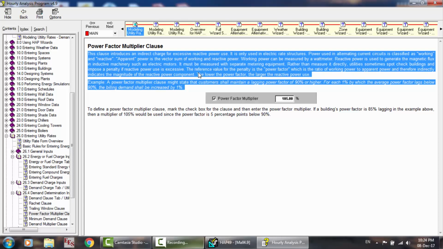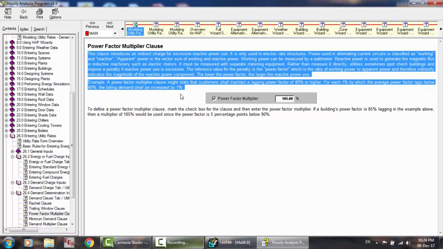So the reference value for the penalty is the power factor, which is the ratio of working power to apparent power, and therefore indirectly indicates the magnitude of the reactive power component. The lower the power factor, the larger the reactive power use. For example, a power factor multiplier clause might state that the customer shall maintain a lagging power factor of 90% or higher. For each 1% by which the average power factor lags below 90%, the billing demand shall be increased by 1%.